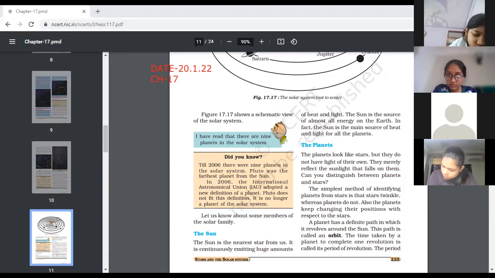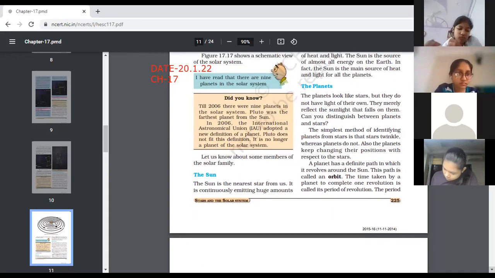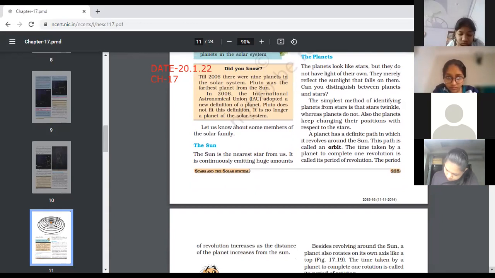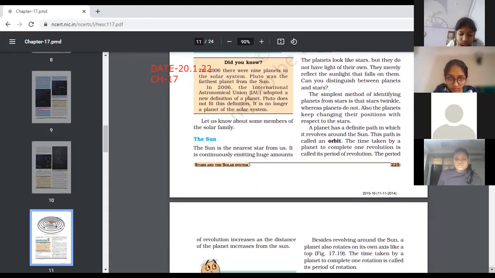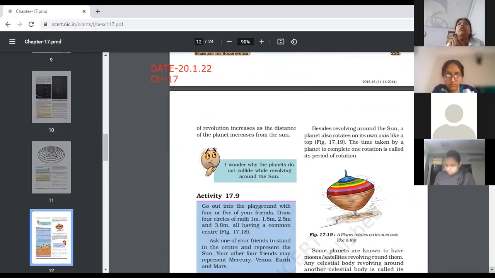The time taken by a planet to complete one revolution is called its time period, or period of revolution. The period of revolution increases as the distance of the planet from the sun increases.